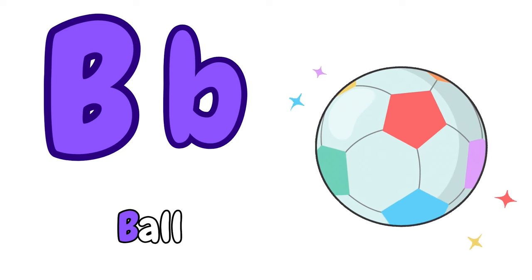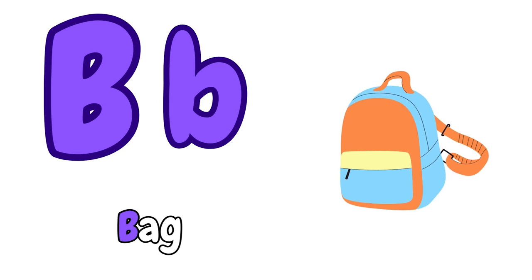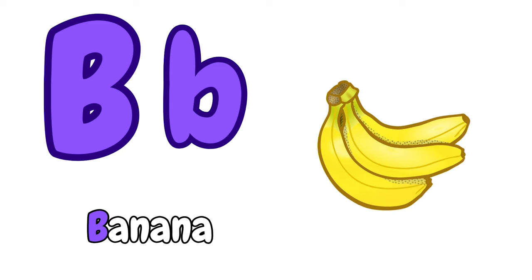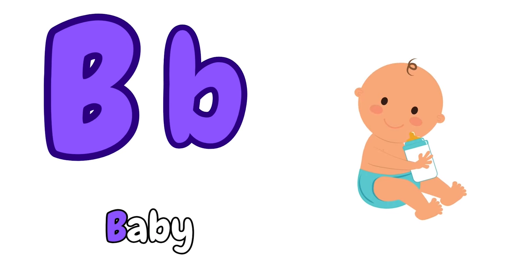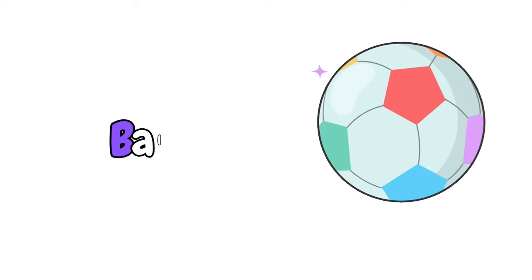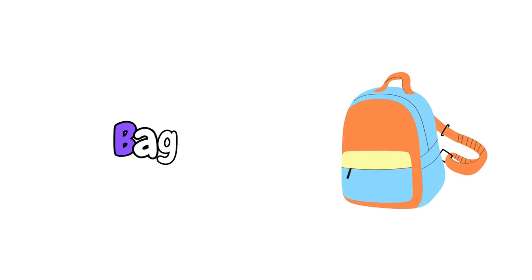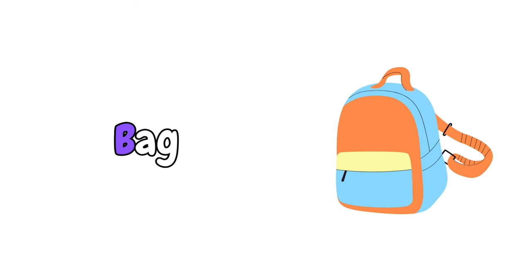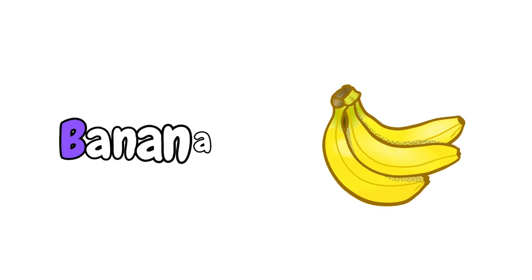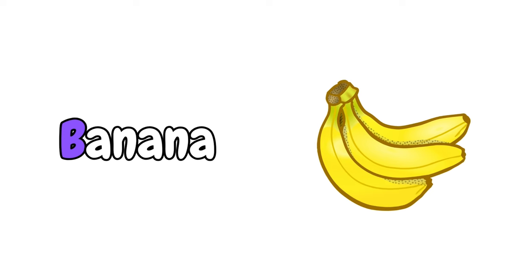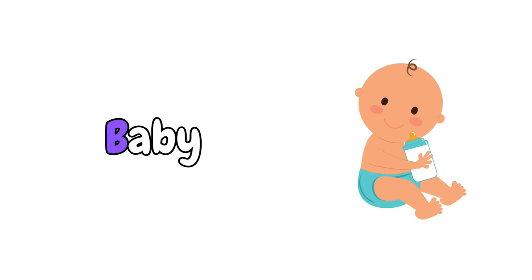B for Ball. B for Bag. B for Banana. B for Baby. We say once again, kids. B for Ball. B for Bag. B for Banana. B for Baby. Today we are going to see about alphabet C.